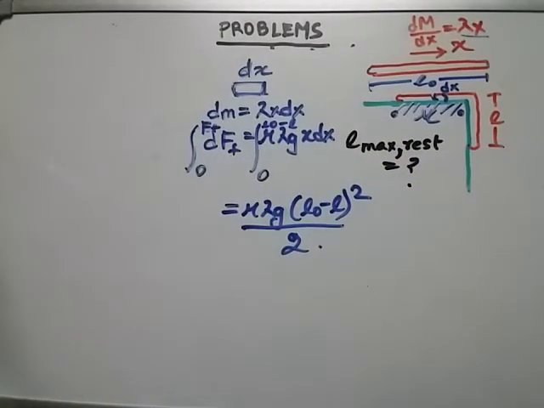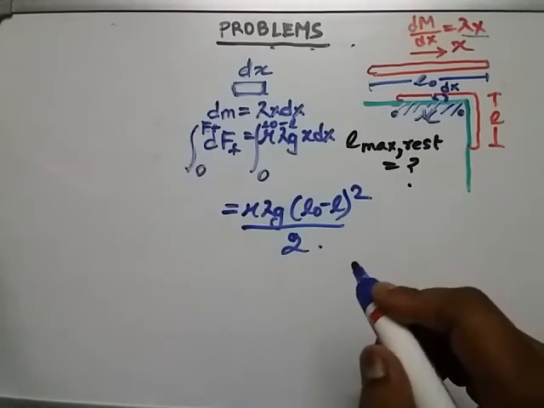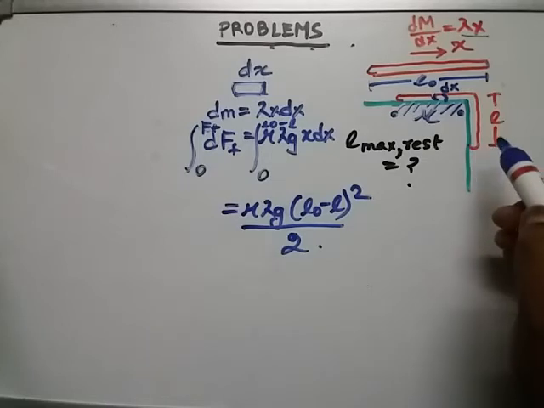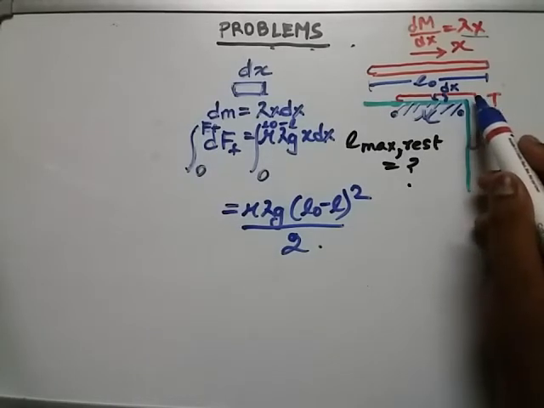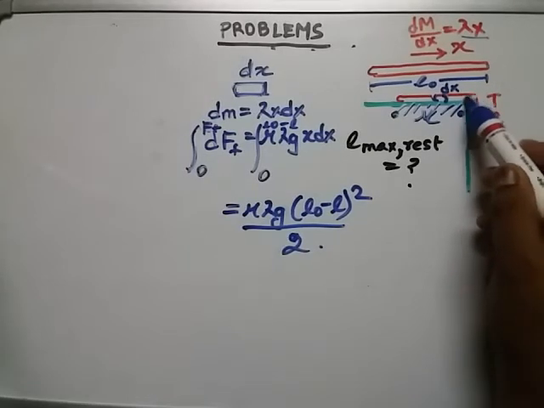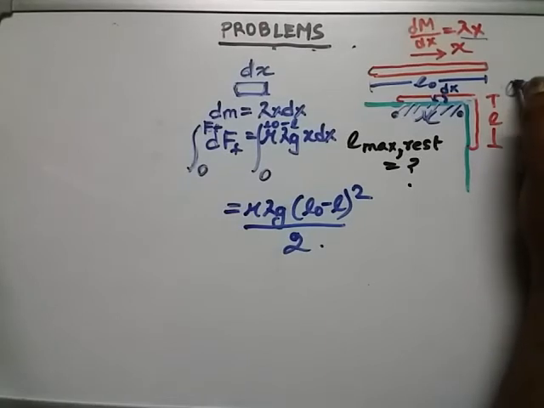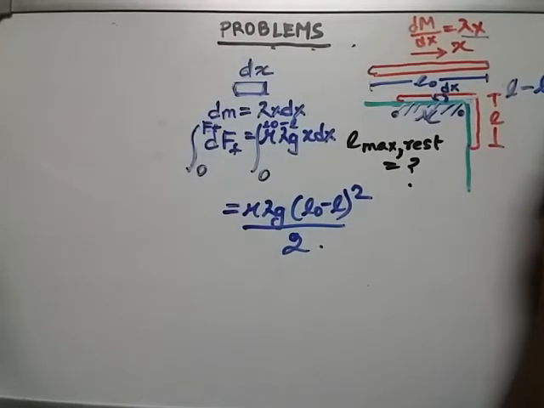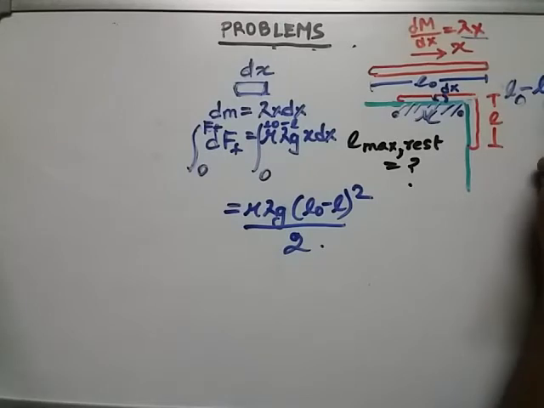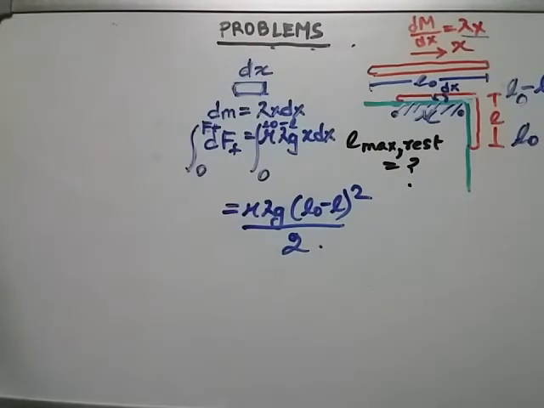Now how to proceed? So we need to find the total gravitational force on this part. So what is this part? This part lies from L0 minus L to L0. Okay, so let us find the net gravitational force acting on it.